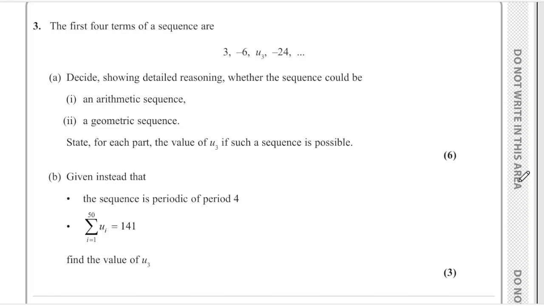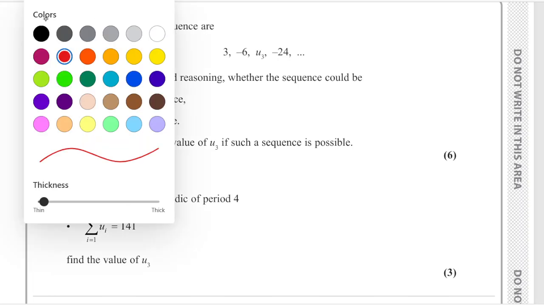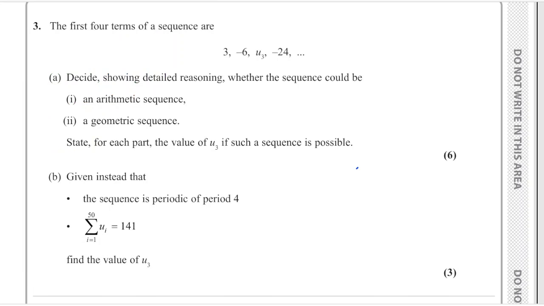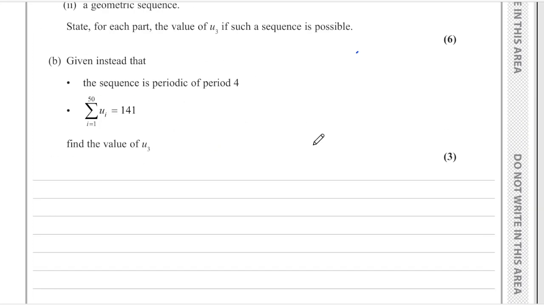The first four terms of a sequence are 3, minus 6, then we have the third term which is unknown, and then we have negative 24. Decide, showing detailed reasoning, whether the sequence could be an arithmetic sequence or a geometric sequence, and for each part we need to find the value of the third term if such a sequence is possible. So first let us check if it is an arithmetic sequence.